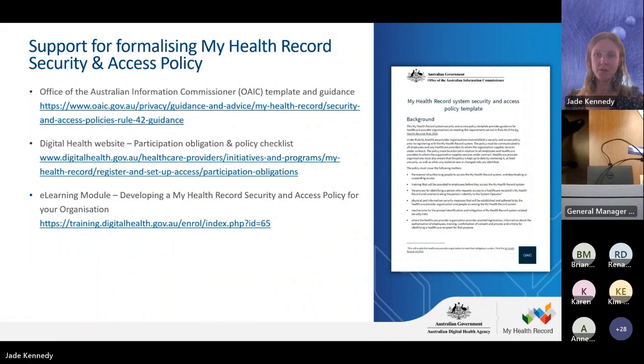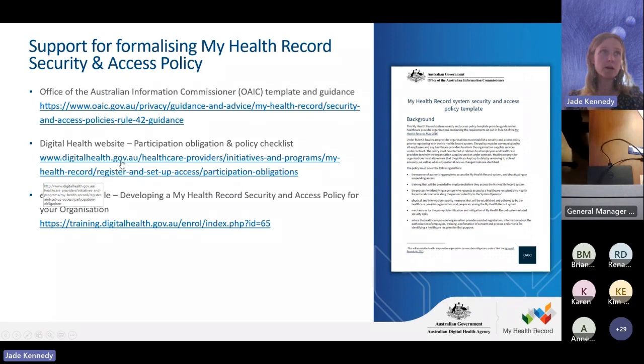Perfect. So in addition to the policy template, there's a couple of other resources that are quite useful for organisations as well. One of these, and the link is provided here, is listed on the agency website. It's a security and access policy checklist, which healthcare provider organisations can download and go through and basically tick off to make sure that their policy covers everything that it needs to cover under the legislation.